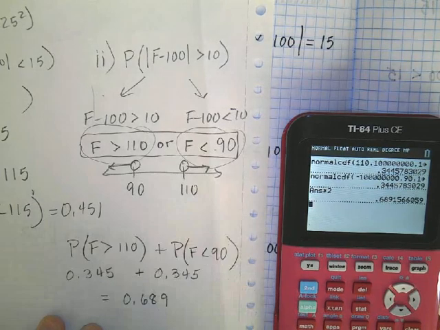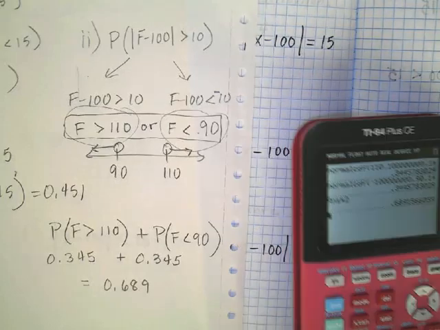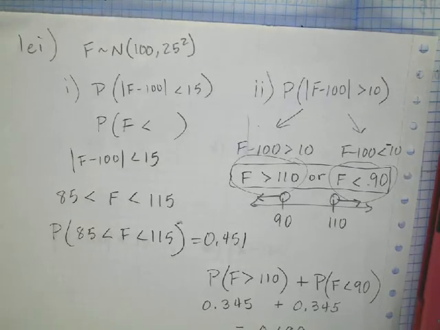0.689. Okay, so that was problem 1E, I and II, from, I don't even know what assignment that was. I'm sorry, I'd have to look it up. But that was the second printed out assignment that I gave you. That was not a math space assignment.